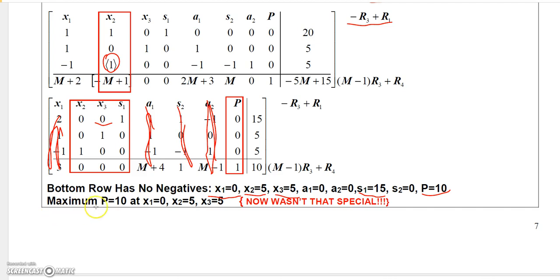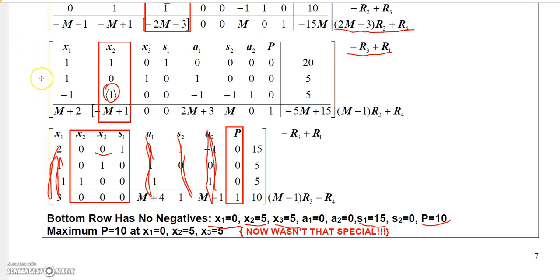And then your maximum value here would be p equals 10 when x1 is 0, x2 is 5, x3 is 5. Now, wasn't that so special? I'm going to work one more problem for you in this section. I'm going to work an application problem that has mixed constraints. And don't worry, it's not going to be too difficult once we get it set up.